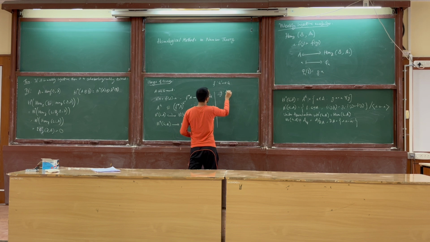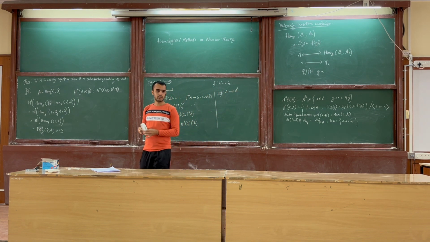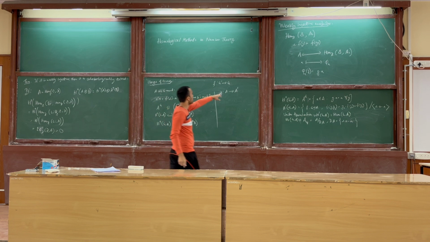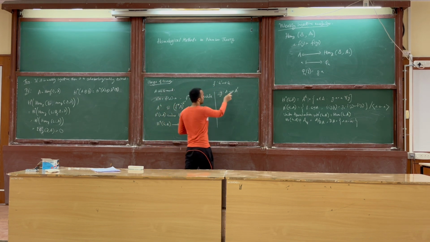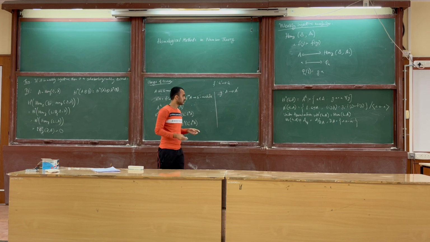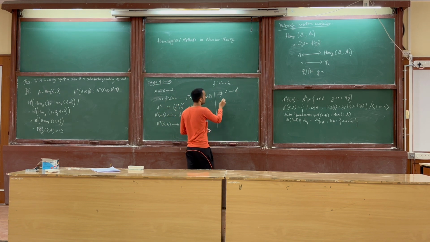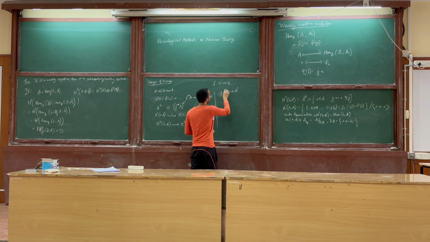GBA map. So A prime is some other G prime module, and there is a map between A and A prime, such that G is a module map. So what it will do is, this is an additive map as of now which satisfies this property.